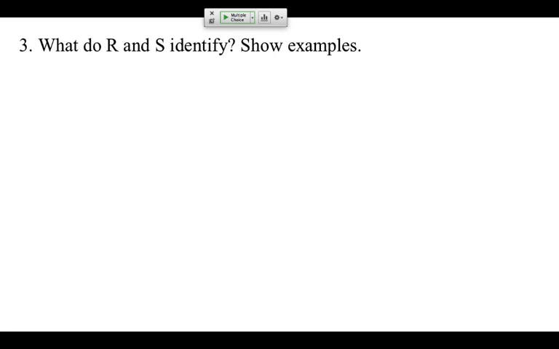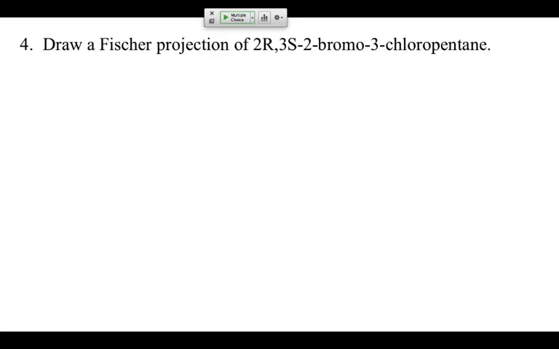What do RS identify? Show examples. That you know, right? That you know. It's just RS, okay? So don't waste your time. Fischer projection of RS 2-bromo-3-chloropentane. Okay? So how do you do this?